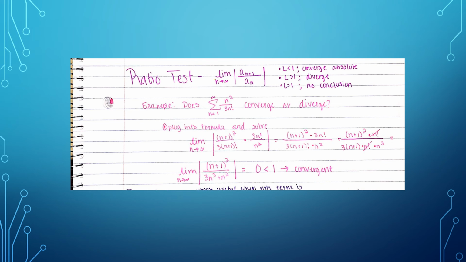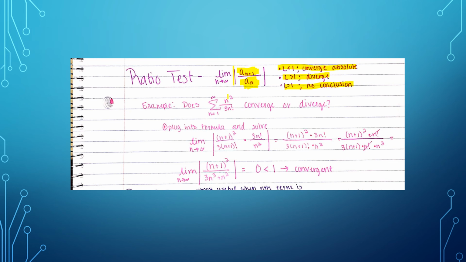Our formula for the ratio test is to set up the series, but change the n's to n plus 1, substituting n plus 1 for the n's in the numerator of the limit, and for the denominator you keep the series the same, and you divide these two as an absolute value. And if L is less than 1, we know that the series will converge absolutely. If L is greater than 1, we know that the series diverges. And if L equals 1, there's no conclusion and we have to use a different test.